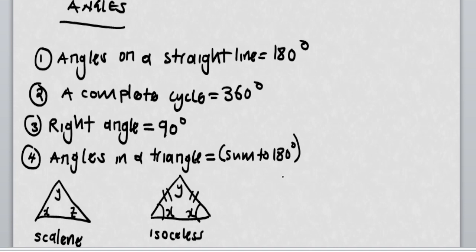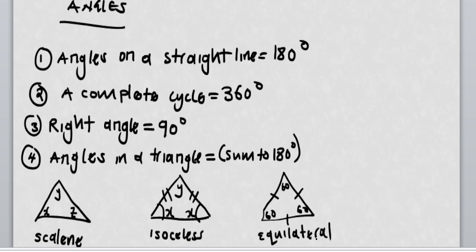The last type of triangle that we have is what we call an equilateral triangle. It has all the sides equal and all the angles are the same, meaning they are 60 degrees each. Such a triangle is known as an equilateral triangle.